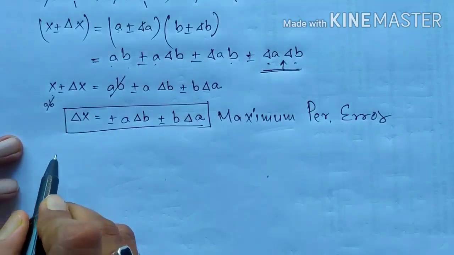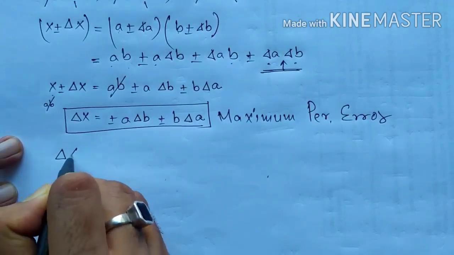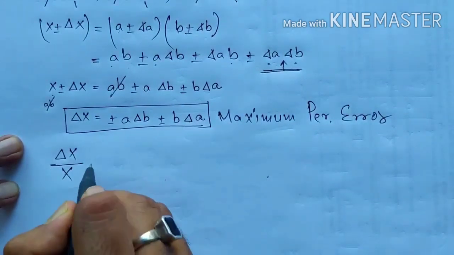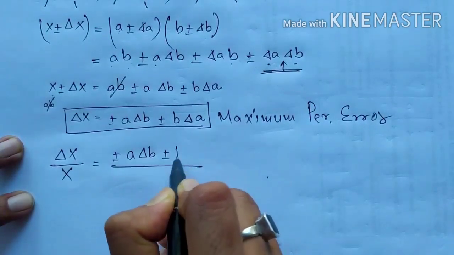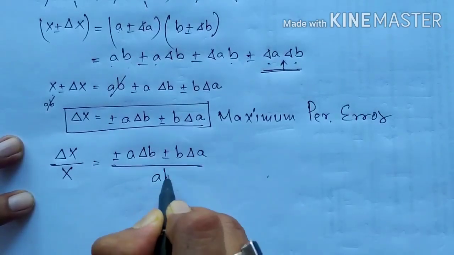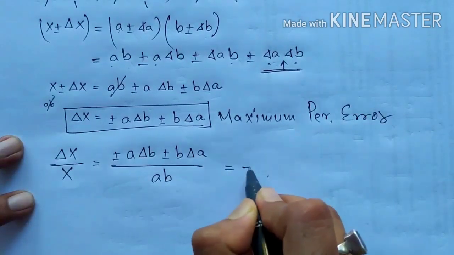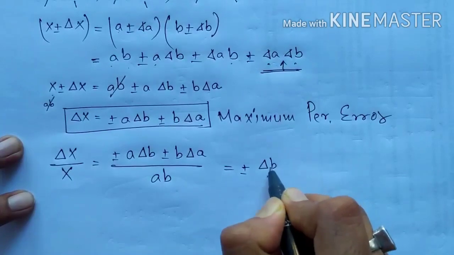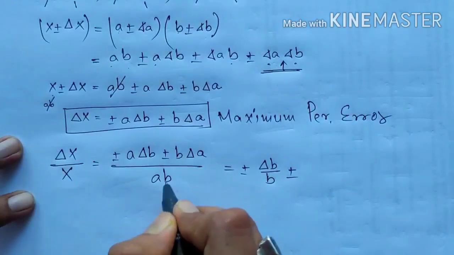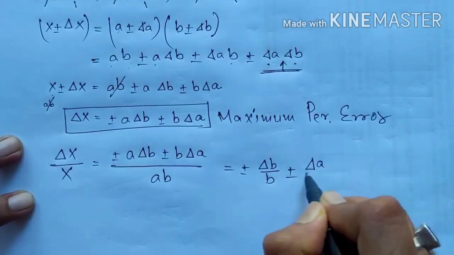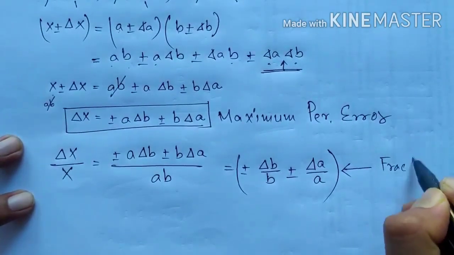Now let us calculate the expression of fractional or relative error. This is delta x by x. So that means plus minus A delta B plus minus B delta A divided by AB. When I divide this term by AB, I will have delta B by B, so it is plus minus delta B by B. When I divide B delta A by AB, B cancels and I have delta A by A. So this is the expression of fractional error.